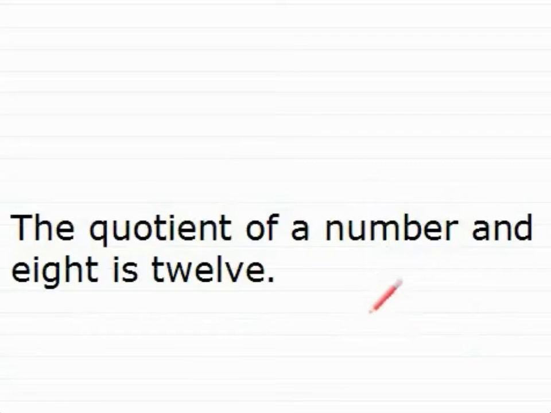We can start identifying the important words and rewriting the sentence using math symbols and numbers. The number is our unknown, so let's represent it with the letter n. This becomes our variable. Quotient of means divided by something, and in this case it's 8.